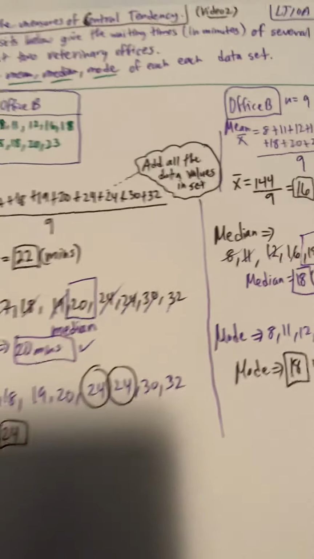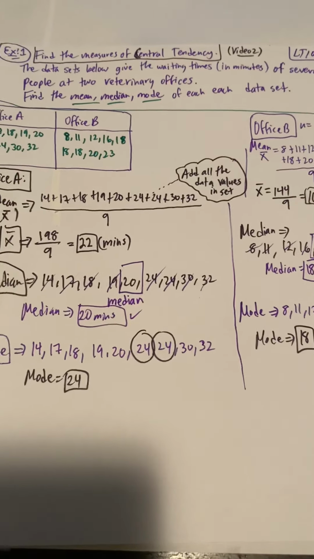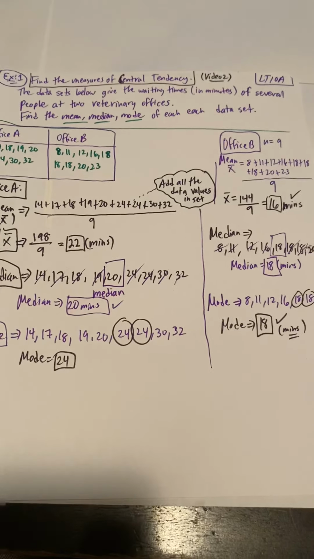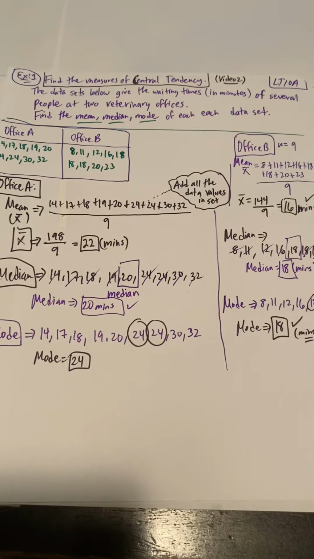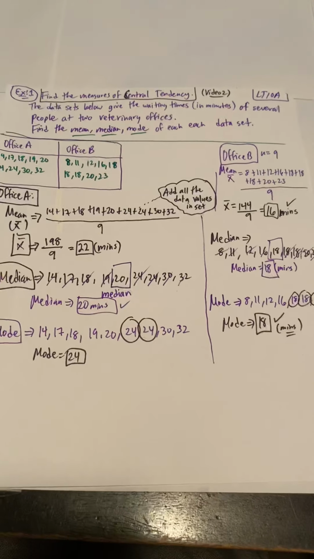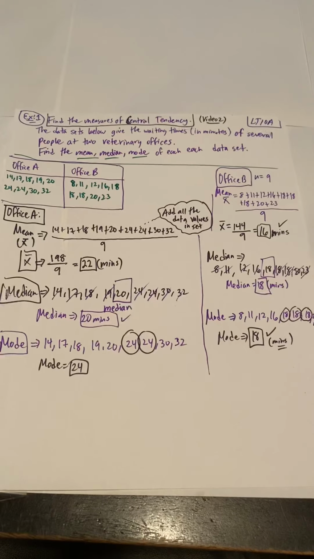All right. So again, this is an example of how to find the measures of central tendency. Please make sure that you go on to video 3 after this one, which is talking about the measures of dispersion. And we're going to go ahead and talk about that in our next video.